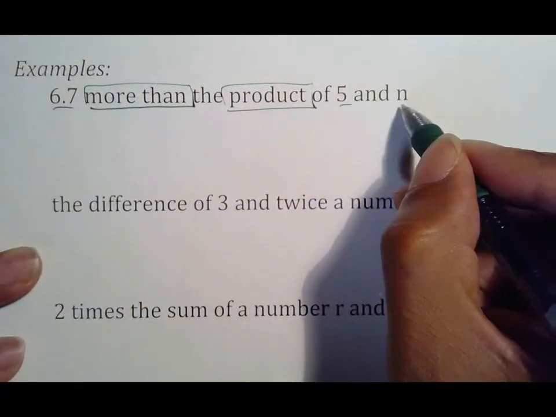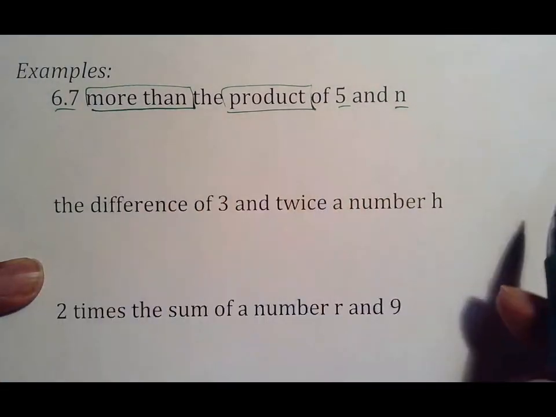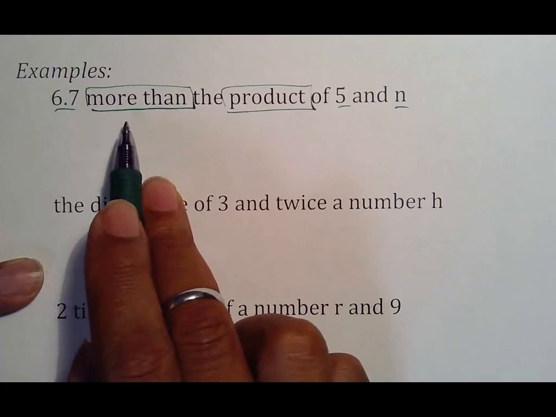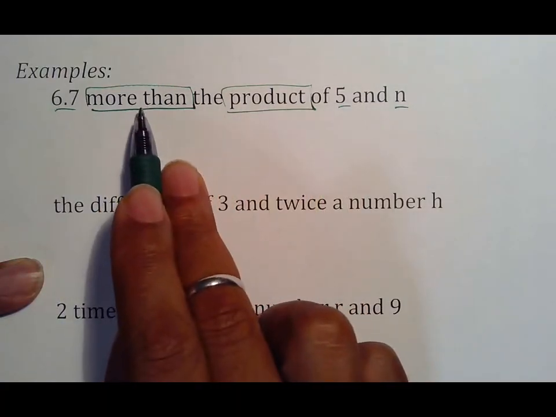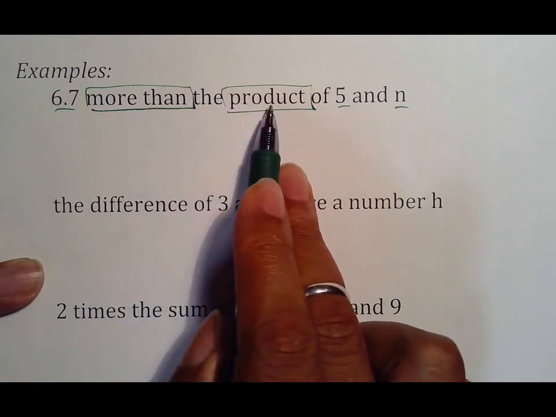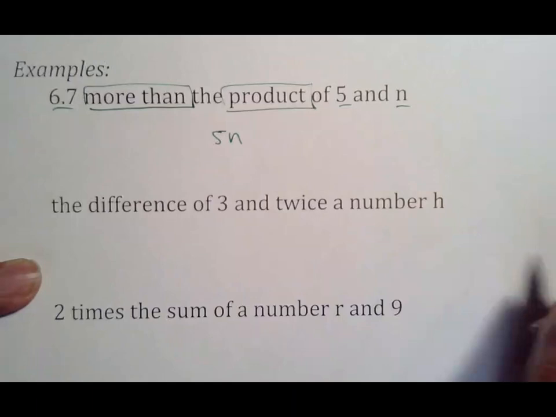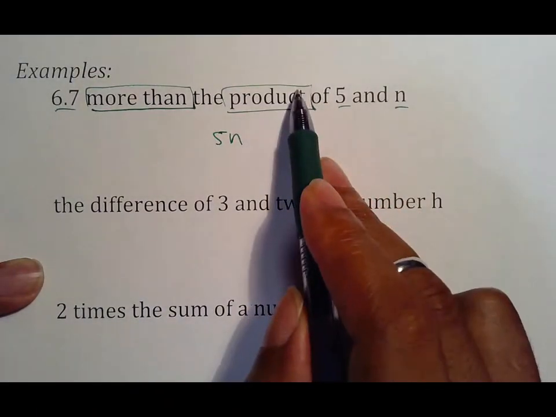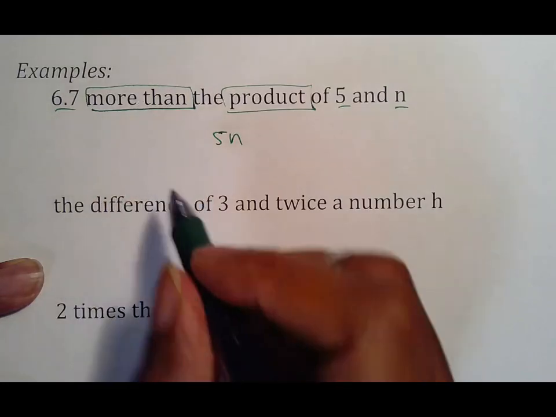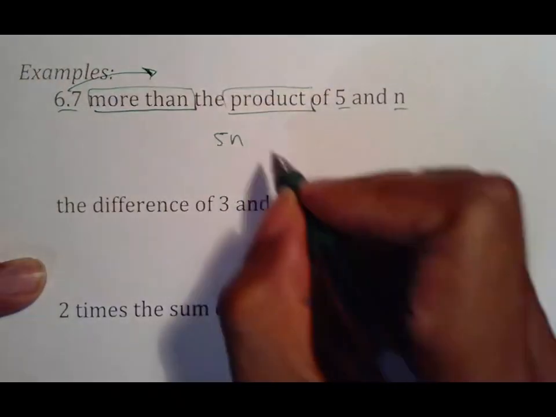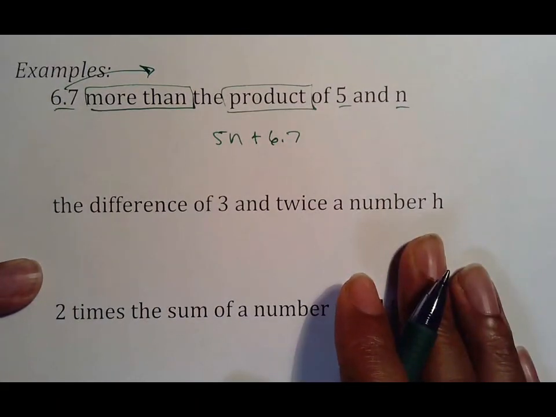Again, first thing I'm going to do is go through and make sure I mark off everything as it is, boxing my operations and underlining my numbers. 6.7 more than the product of 5 and n. Again, always look to multiplication and division first. That is a weaker sign, so I'm going to look here. The product of 5 and n is just 5n. So I took care of that. But how do I do 6.7 more than? That does mean plus, but remember that more than means 6.7 moves to the back, so it'll actually be plus 6.7.